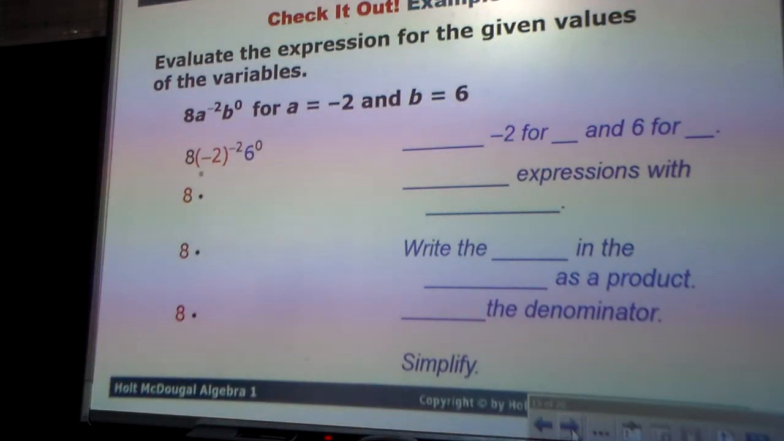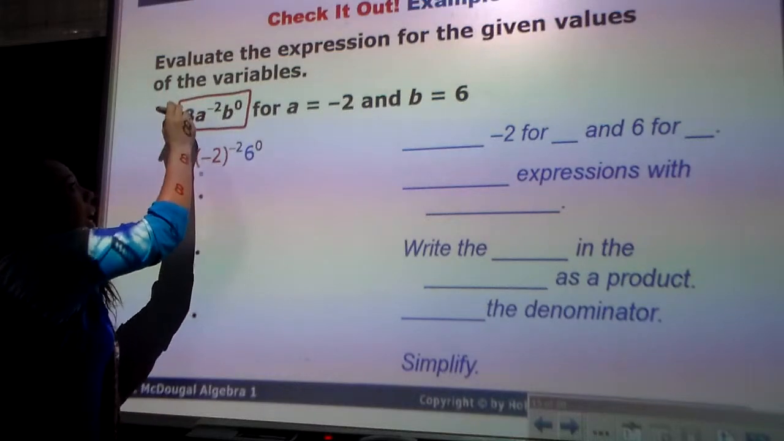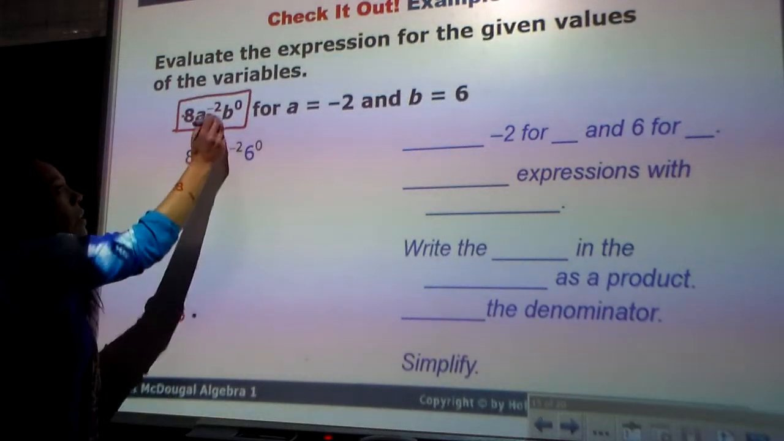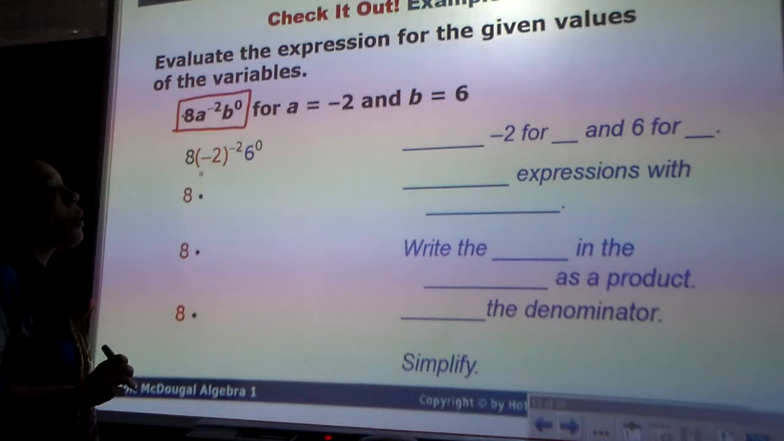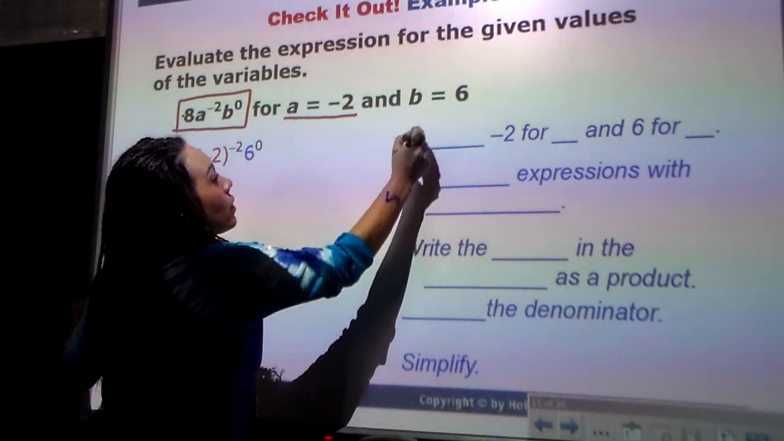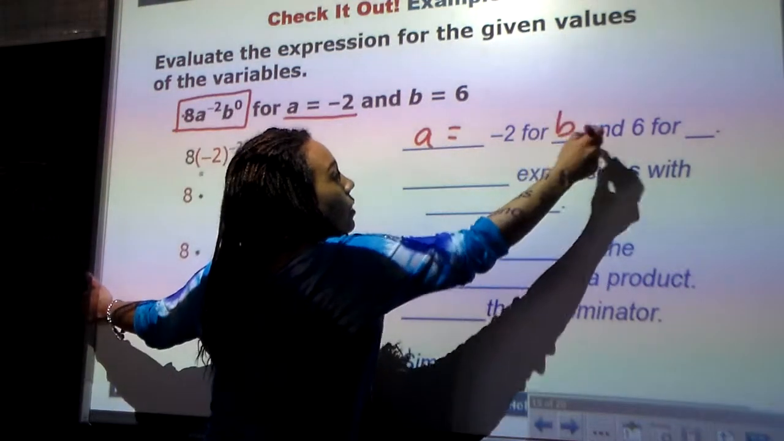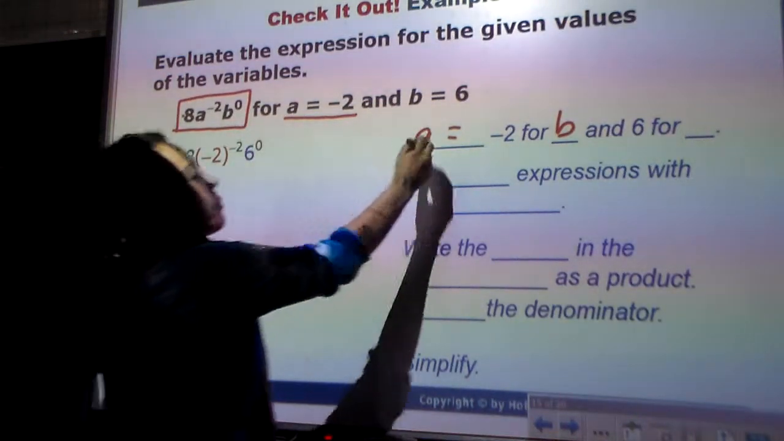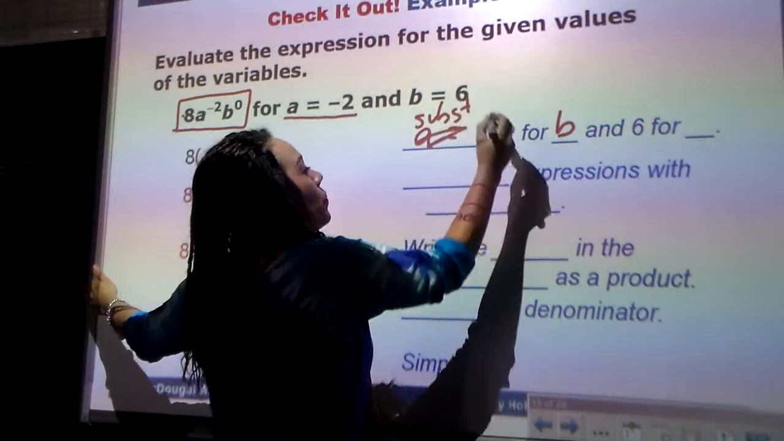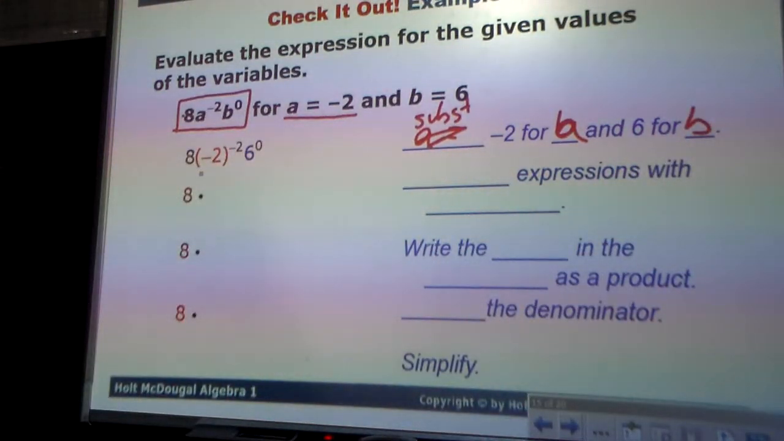So here's one that has a couple more parts to it, like we saw 2 examples ago. Our original problem is here. 8a to the negative 2 power times b to the 0 power. But they're telling us we're going to substitute what? A is negative 2, and b, oh, this is substitute. Negative 2 for a and 6 for b. You want to get those in so you can get used to substituting and what numbers go with what.